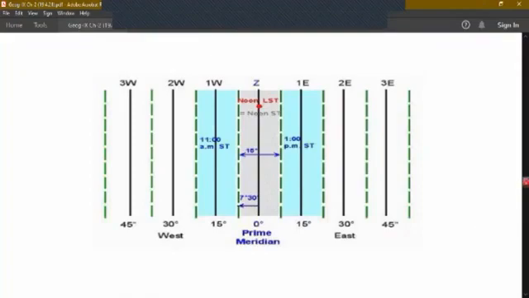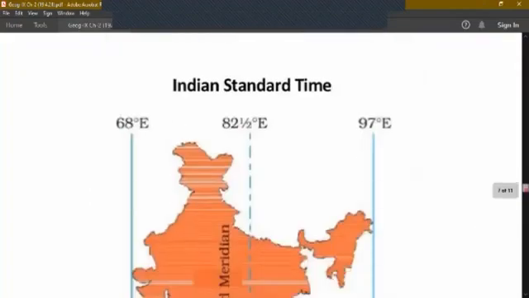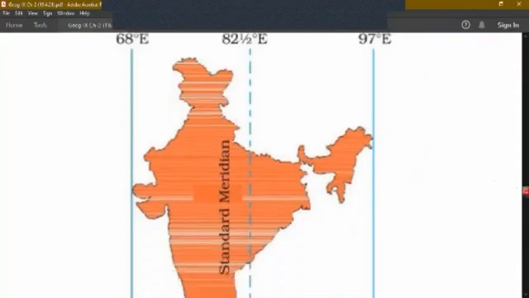Now children, let us discuss the Indian Standard Time. In India, 82 degree 30 minutes east or 82.5 degree east longitude is the central meridian. It passes through Allahabad at the confluence of river Ganga and Yamuna. It is known as Indian Standard Meridian or ISM.